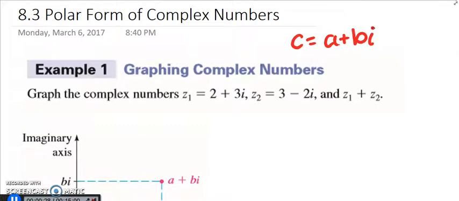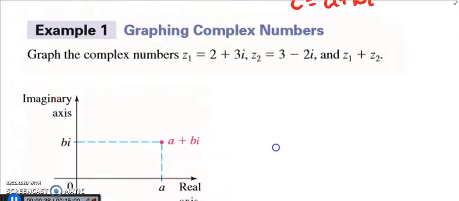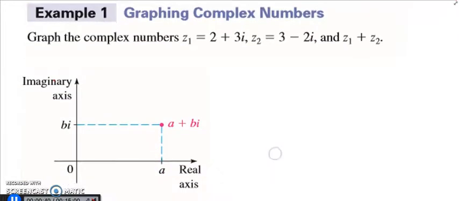You have A plus BI, where A is your real and B is your imaginary, but B is just the coefficient. You won't include I. So we're going to be graphing these complex numbers. Here's an example of what that looks like. So here's your real axis, which would be like your x-axis. That's where you're going to graph your A. Here's your imaginary axis, which is like your y-axis. This is where you're going to graph your B.